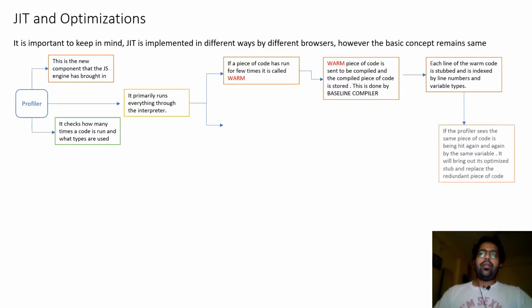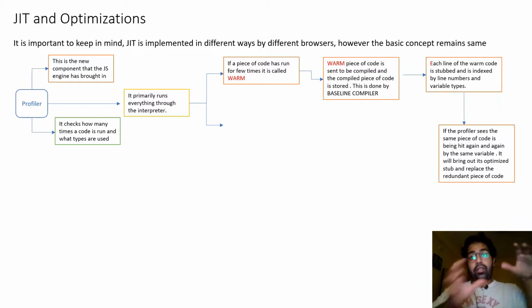Now, why is it done so? If the profiler sees that the same piece of code is being run again and again with the same variable types, it will bring that optimized piece of code which it has already stored, and replace the redundant piece of code. Understand? It replaces the unoptimized bytecode with the optimized machine code. Correct?